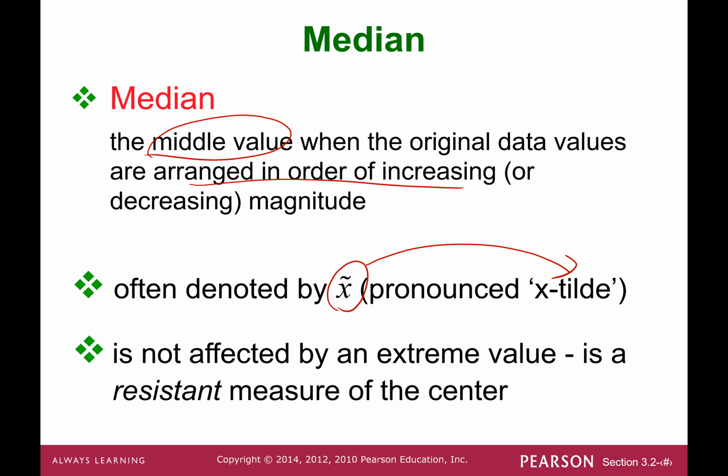So that means the median is less sensitive to extreme values or outliers. In the case of having an extreme value or outlier in the data set, you would probably prefer to use the median to capture the center.